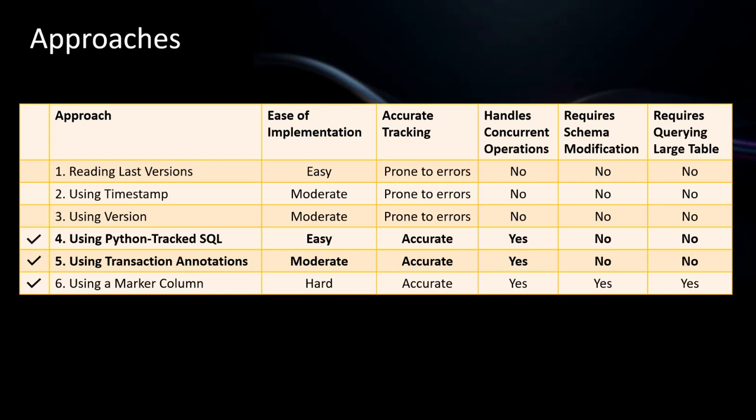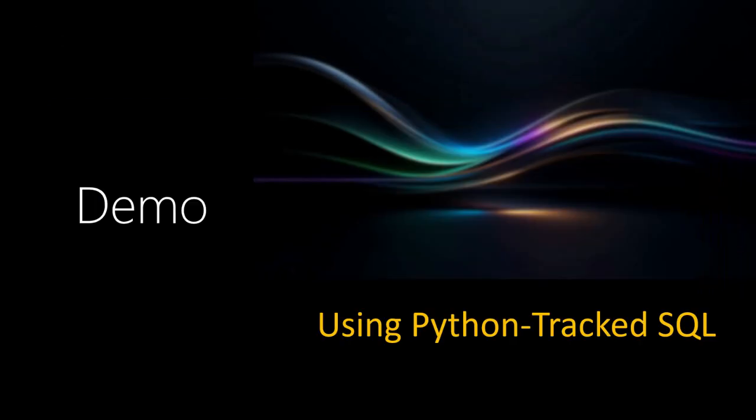Right, the sixth one. This is something I have used in certain cases, but it is a bit hard because it requires table modification or schema modification. You have to maintain additional columns in the destination table, but this works really well. But if the Delta table is a big table, let's say it has billions of records, then you might see some performance issues. Right, let me take you through the code related to the fourth and fifth one, and let's start with the first one using Python-tracked SQL.